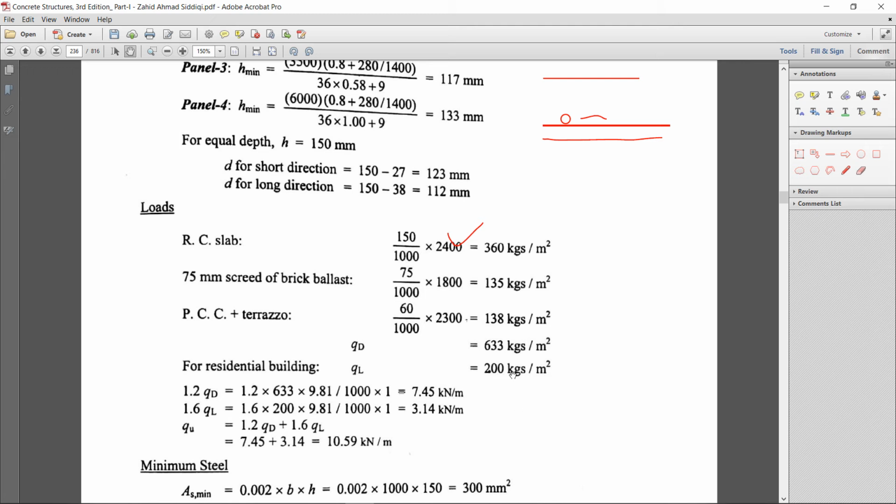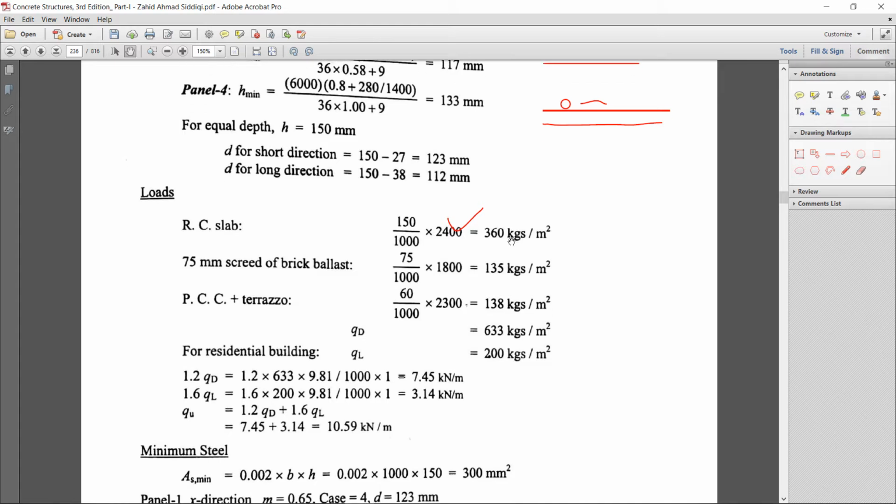Now we have calculated the loading and minimum steel. We have finalized the slab thickness and effective depth in the short and long directions. Now we will go for the moments, and for the moments we have to use the ACI coefficients.